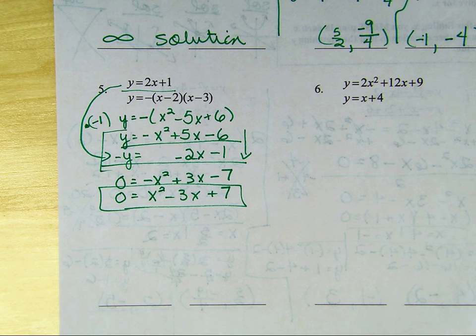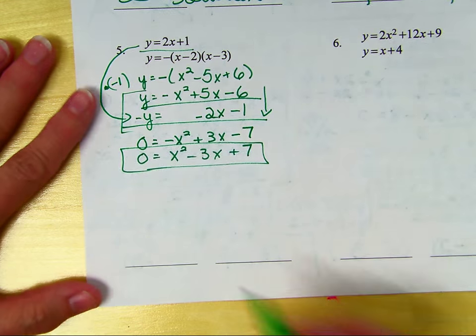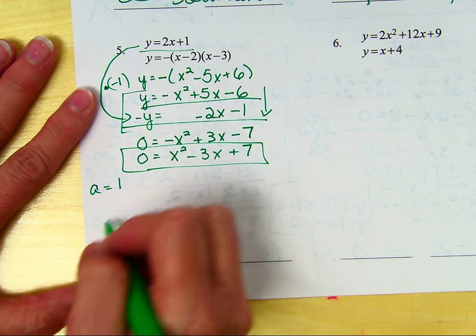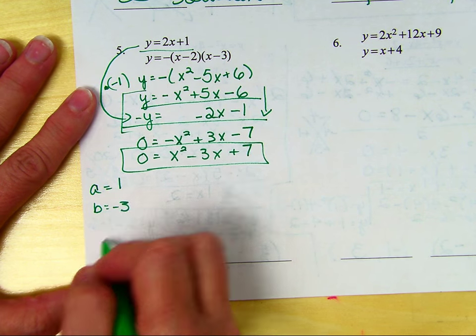Do I have a tool that I could use when I don't know how or it's not able to be factored? Quadratic formula. Thank you. You're the first class all day that said that. Good job. So we got A equals 1, B equals negative 3, C equals 7. Circle B.